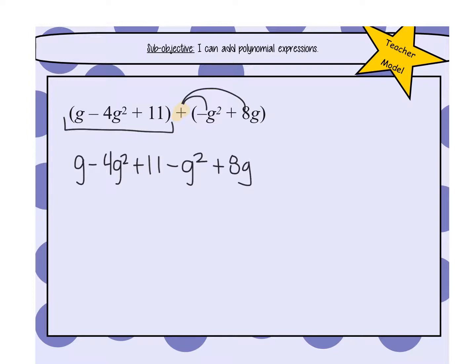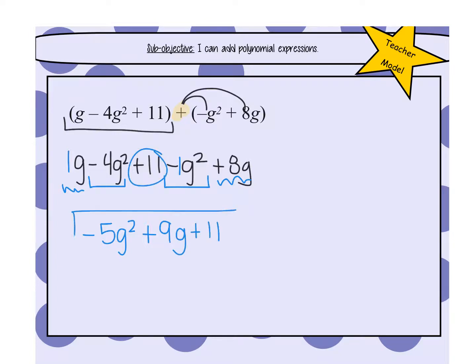So my third question is, what are my like terms? So I have a negative 4g squared and a negative g squared. Because I want to put it in standard form, I'm just going to go ahead and start putting my largest exponent together. So negative 4 minus 1 is negative 5g squared, and then I have a g and an 8g, so 1g plus 8g is a positive 9g, and then I have this plus 11 that doesn't get added with anything, and so that's my answer.